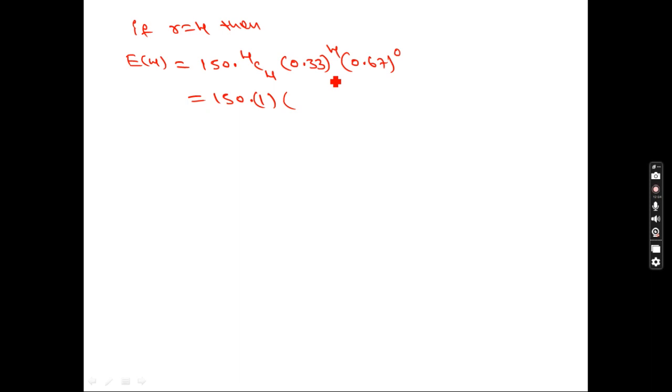If you multiply for 4 times, you will get 0.0118. You know any number power 0 is always 1. So finally, if you multiply, you will get 1.77.